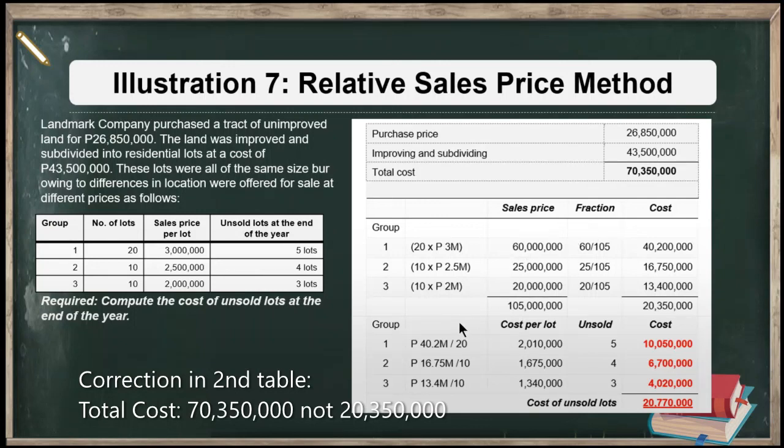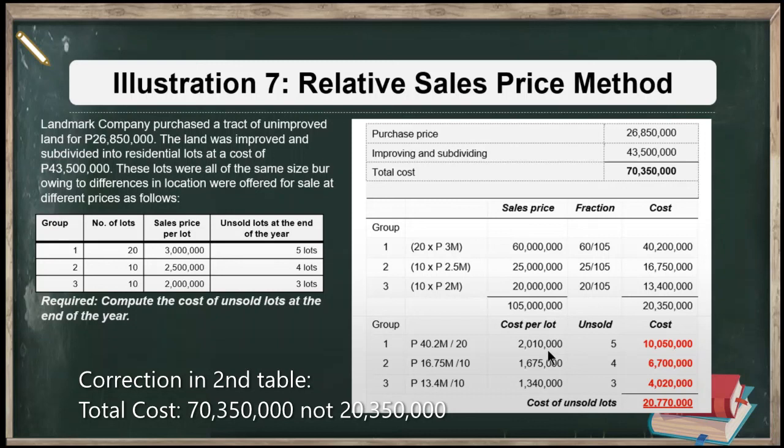So how much is the cost of the unsold lots? So we will get the unit cost per lot. To determine the unit cost per lot, that's 40 million 200,000 divided by 20 lots. So pila ka buok ang lots diri. So kuha mo ang per lot, that's 2 million 10. Then 16 million 750 divided by 10 lots, so that would be 1,675,000. Then 13,400,000 divided by 10 lots, that's 1,340,000. And we multiply it by the unsold number of lots.